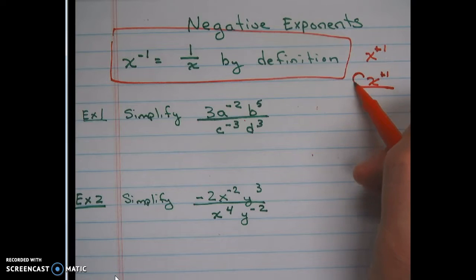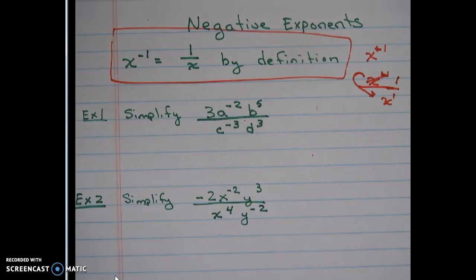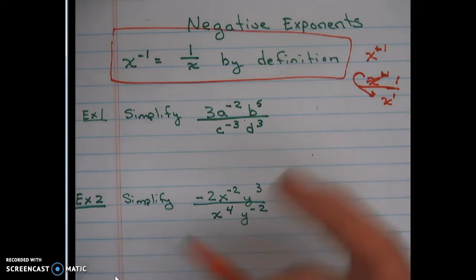So if it's in the numerator, it just moves to the denominator. Once you move it, it becomes positive. And once it's gone, if there's nothing up there, it's just 1. So this will just become 1 over x to the 1 or 1 over x. But I like to think of negative exponents as just that they're in the wrong spot. If they're in the numerator, they're really supposed to be in the denominator. If they're in the denominator, they're supposed to be in the numerator.